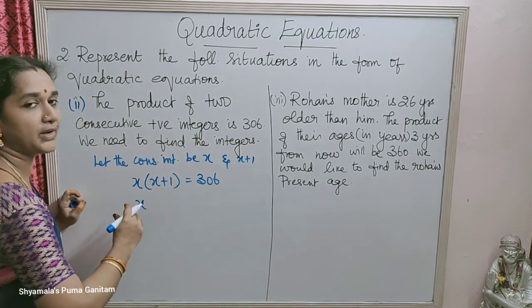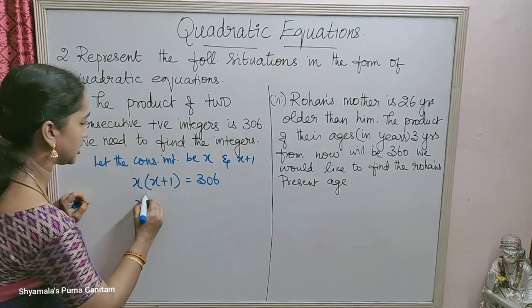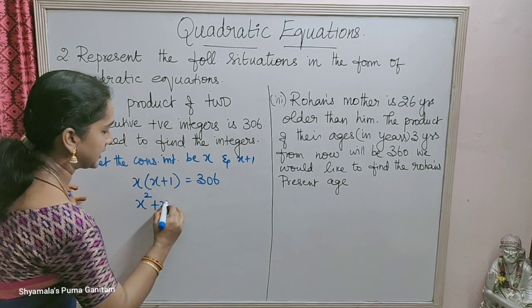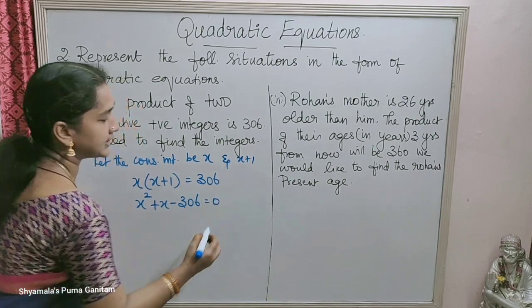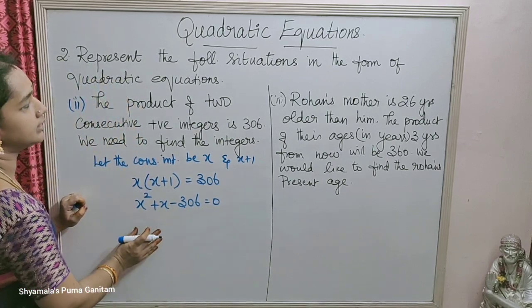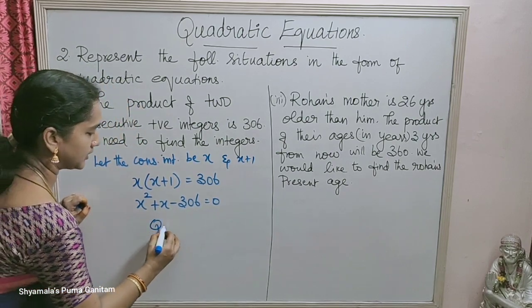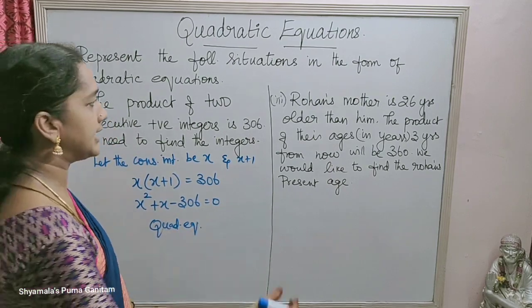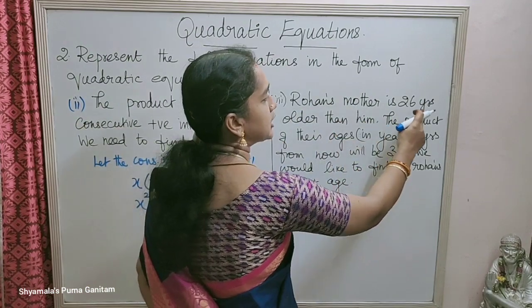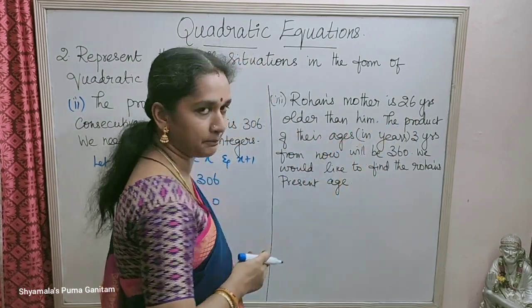So x into x plus 1 is 306. When we simplify this, we will get a quadratic equation. So this is x squared plus x. When we bring this 306, we will get minus 306 is equal to 0. So this is the quadratic equation. Understood? Then next sum.